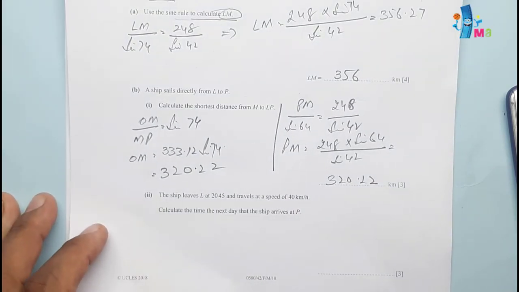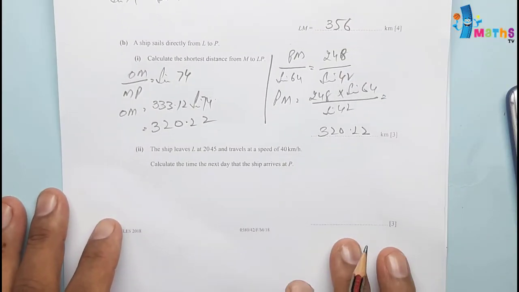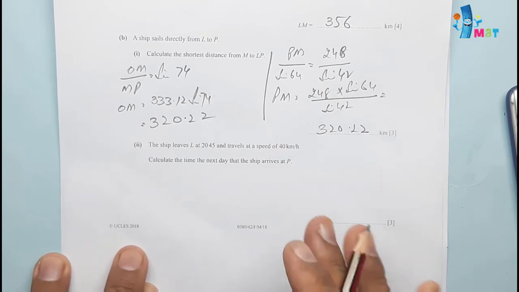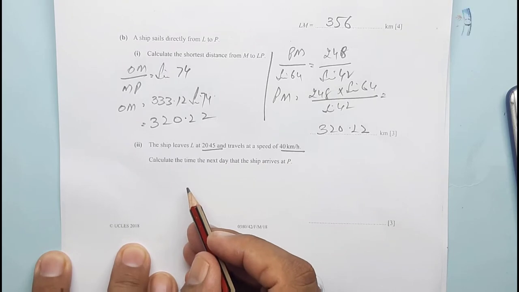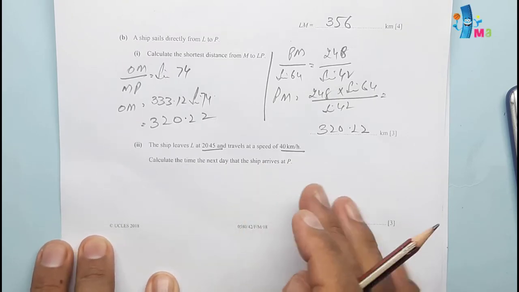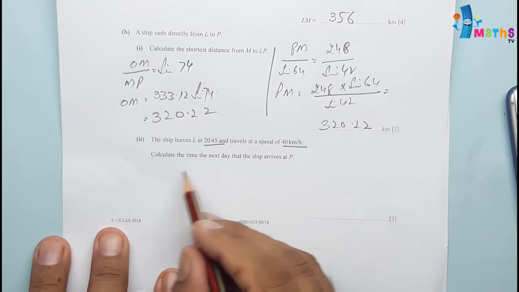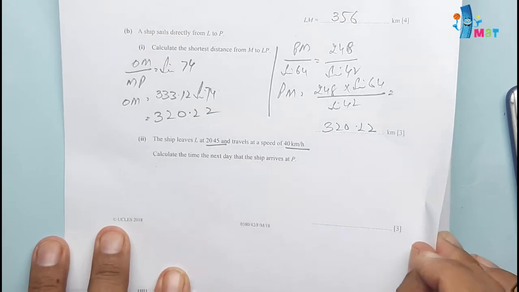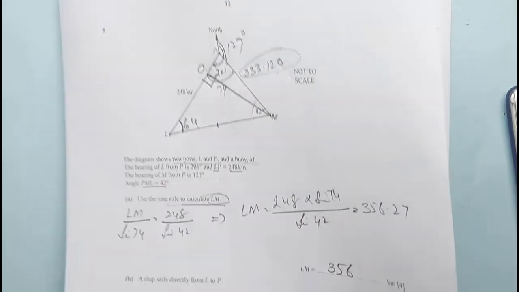Last part, the ship. The ship leaves L at 20:45 and travels at a speed of 40 km per hour. Calculate the time the next day that the ship arrives at P. So the ship has covered 248 kilometers. This is the distance which the ship has covered.